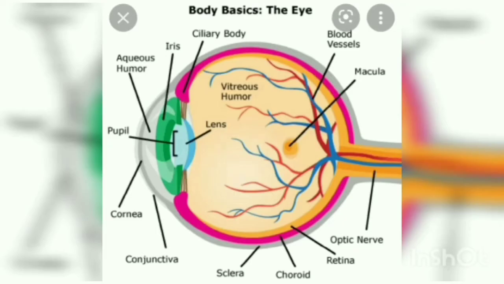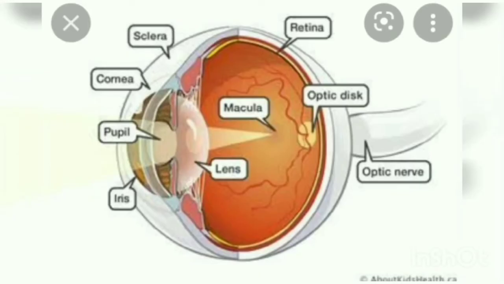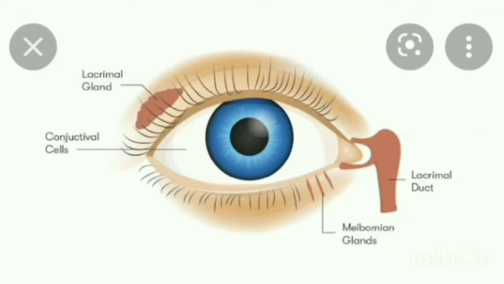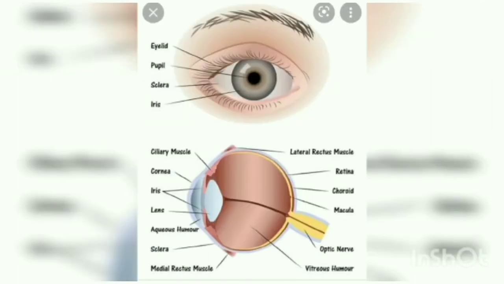Iris, colored part of the eye that helps regulate the amount of light that enters. Pupil, dark aperture in the eye that determines how much light is let into the eye. Lens, transparent structure inside the eye that focuses light rays onto the retina.